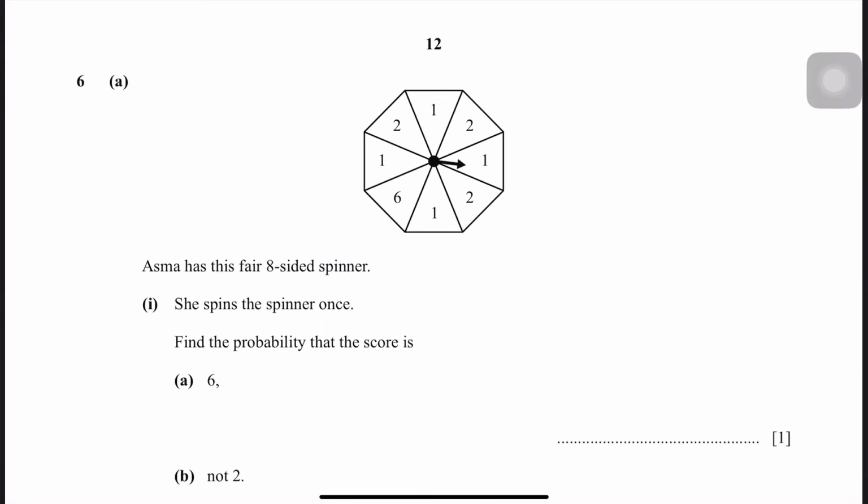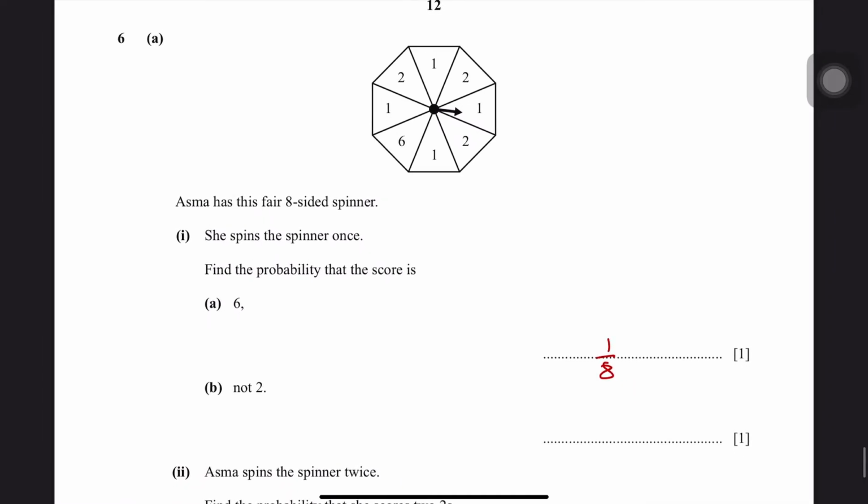Asma has this fair 8-sided spinner. She spins the spinner once. Find the probability that the score is 6. So there are 8 portions, and 6 is appearing once, so 1 out of 8 is the probability. Not 2: how many of these are not 2? 1, 2, 3, 4, 5. 5 of these are not 2, so 5 out of 8.